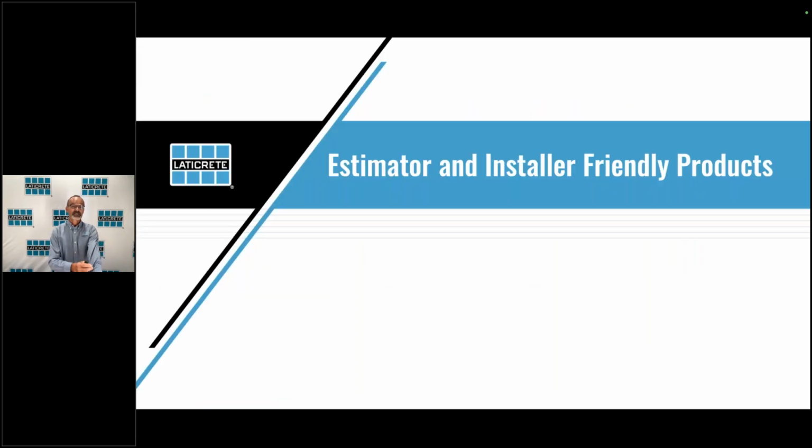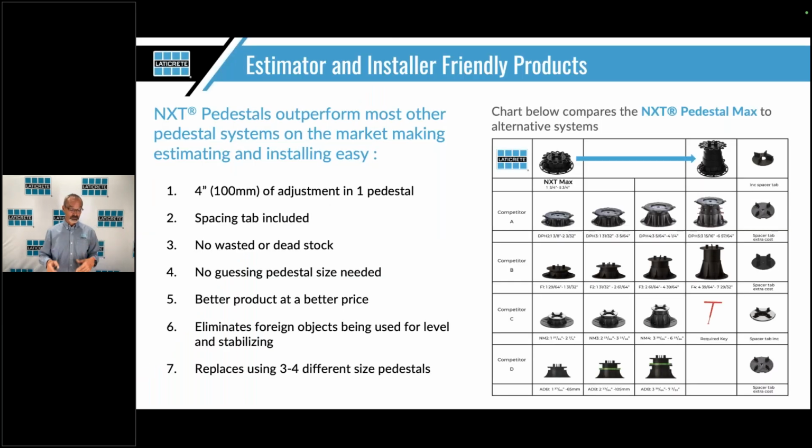All right, so when I talk about it being estimator and installer friendly, I think you're getting my vibe that I'm trying to say there's not a lot of pieces here. So here's the reality of it. When you look at this product line, you have one pedestal that will take you from 1 3/4 to 5 3/4. That's 4 inches of adjustment in one piece. So if you look at the competitors we have sitting here, that will basically alleviate 3, if not 4 separate pieces your team's going to be taking to the job. You're going to take 1 for that.